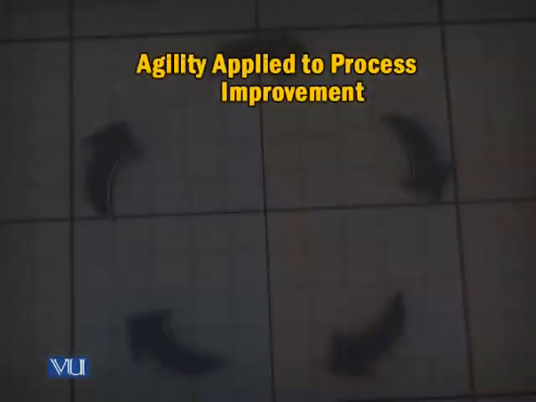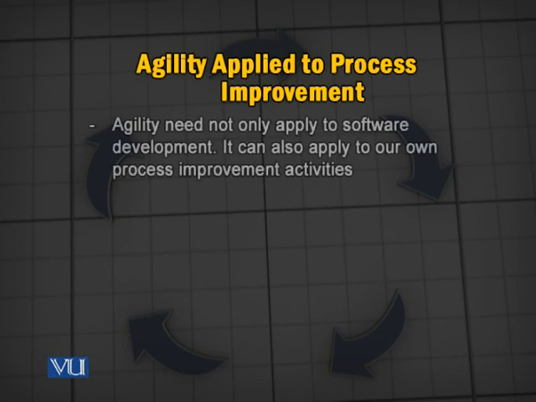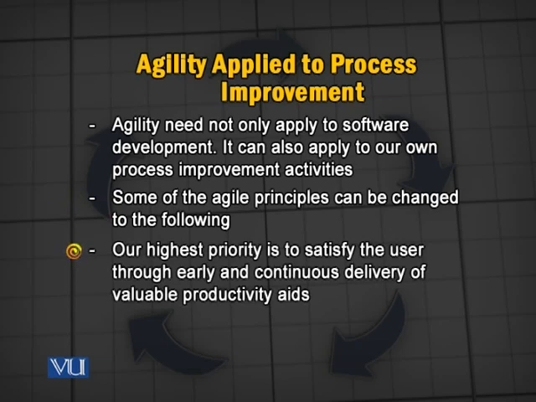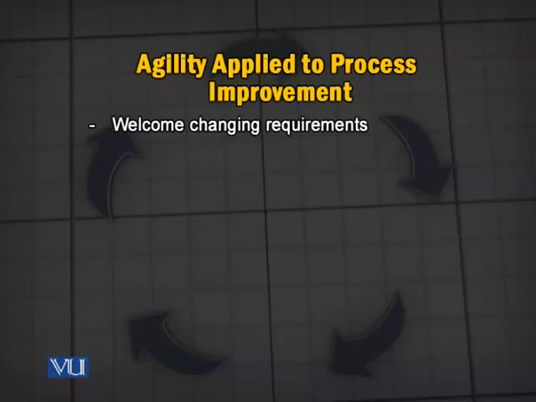There is an interesting concept that we can apply agility to process improvement, and we'll talk about it now. Agility is not only applicable to the way we develop software, it can also be applied to our process improvement activity. Some of the agile principles can be changed to the following. For example, our highest priority is to satisfy the user through early and continuous delivery of valuable productivity aids. So you would see that there's a little bit of change in the verbiage because now we are applying it to the process improvement activities. Number two is welcome changing requirements.